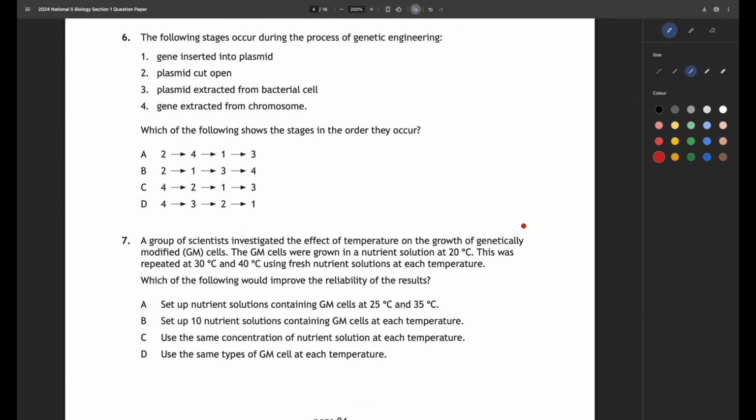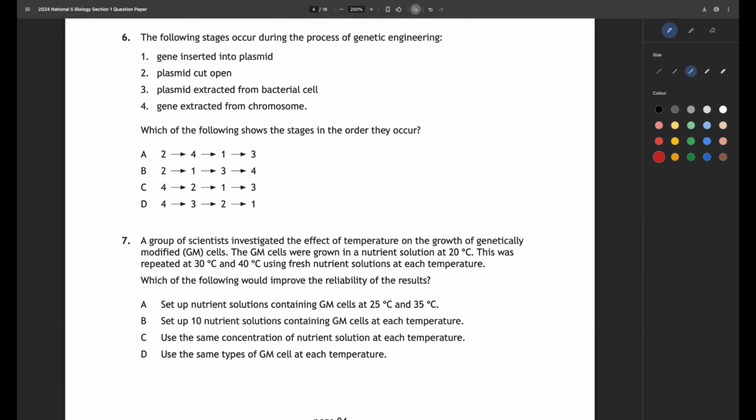6, the following stages occur during the process of genetic engineering. We have to put them into the correct order. So if we look at the 4 options, gene inserted into plasmid, plasmid cut open, plasmid extracted from bacterial cell, and gene extracted from chromosome. So we know that the first thing we have to do is we need to locate the gene on the source chromosome. That's not one of the options. Next thing we do is we extract that gene from the chromosome. So that's going to be number 4 there, isn't it? Which is going to come first.